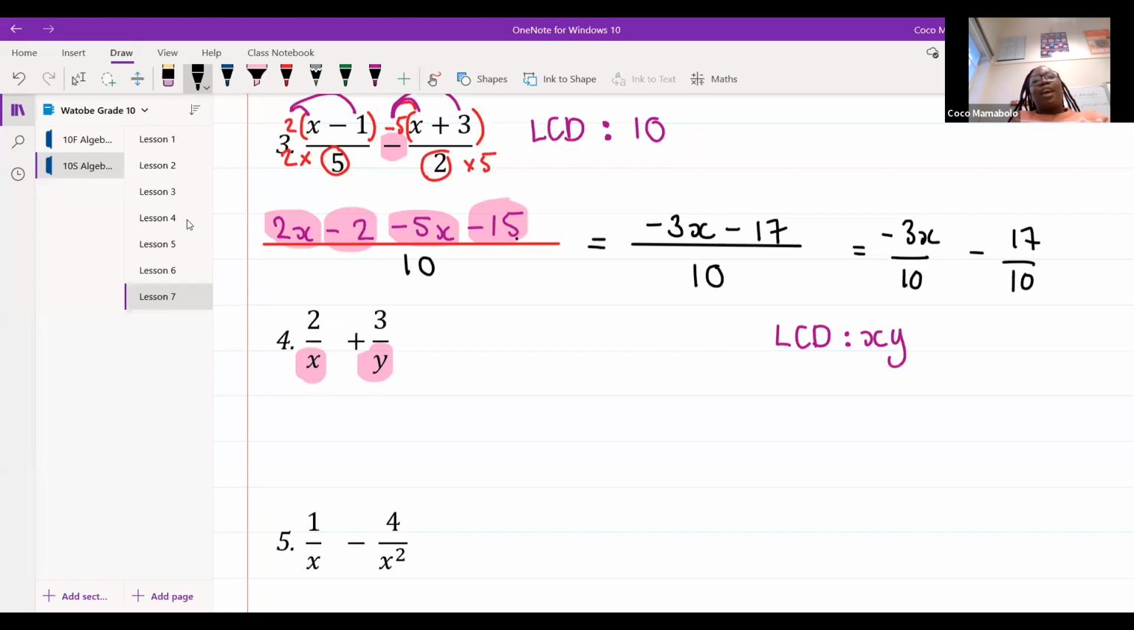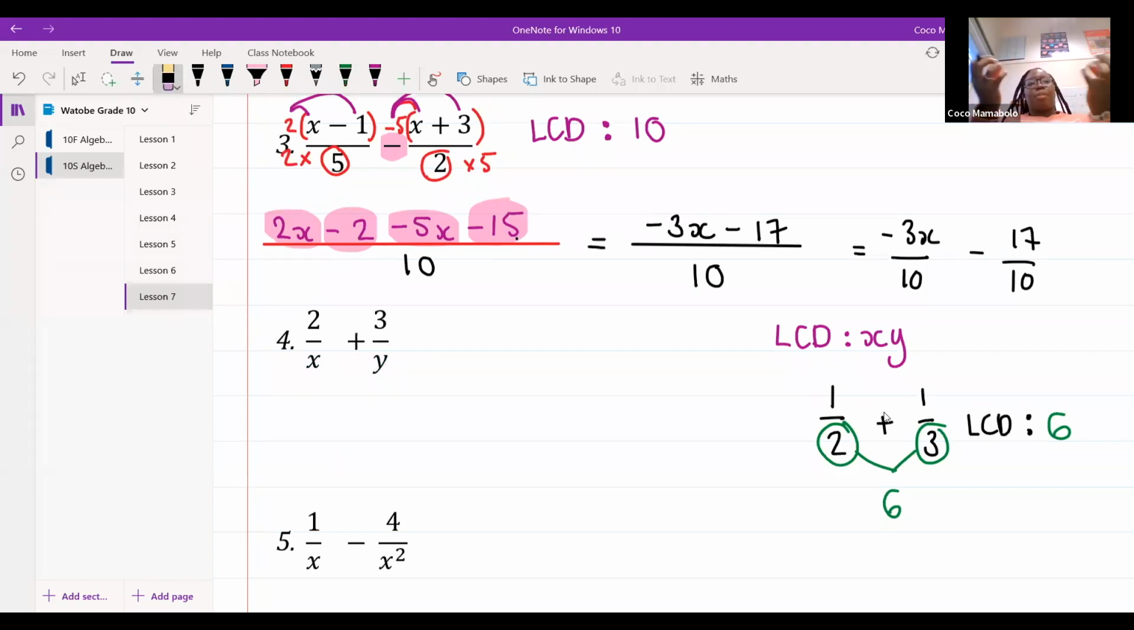If I had 1/2 plus 1/3, what would my LCD be? Mulisa, tell me, what's my LCD over here? It will be 6. Good. How did you get to 6? 2 times 3. Good. We took 2 and we multiplied it with 3. 2 times 3 gave us 6. So when we find the LCD, we're always going to take the 2 numbers at the bottom and multiply them together, right?